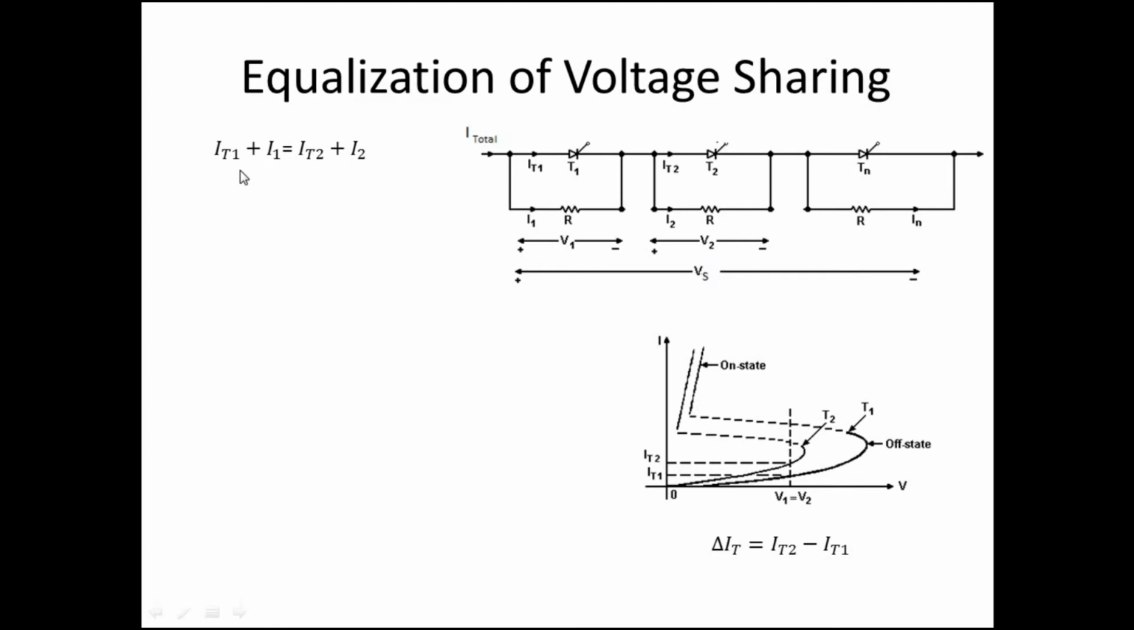So from this we can write I2 as I1 plus IT1 minus IT2. So we can write I1 minus (IT2 minus IT1), and this is delta IT. So we can term it as I2 is equal to I1 minus delta IT. So this is the I2, and again total voltage Vs will be equal to V1 plus V2 plus etc. up to Vn.